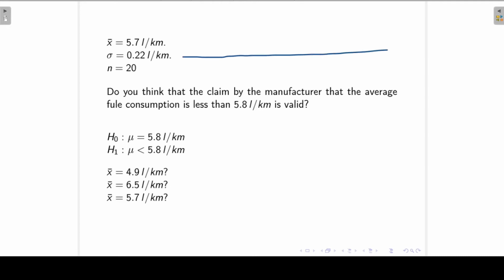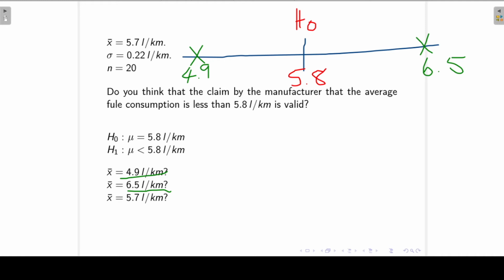So if we have our null hypothesis, which is 5.8, for this situation here, where the sample mean is 4.9, we say it's far enough from 5.8, we can reject the null hypothesis in favor of the alternative. Or if we had the sample mean, this one here, of 6.5, we can say it's far to the right of 5.8, we cannot reject the null in favor of the alternative. But now the situation is that we have a sample mean of 5.7. Some might go with the null hypothesis, some might go with the alternative.